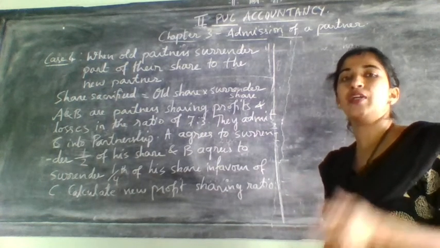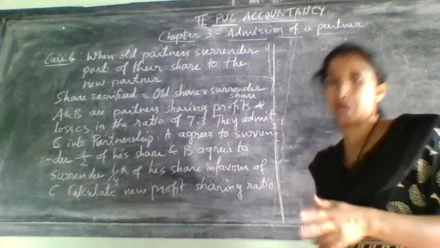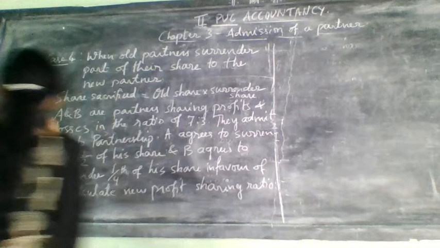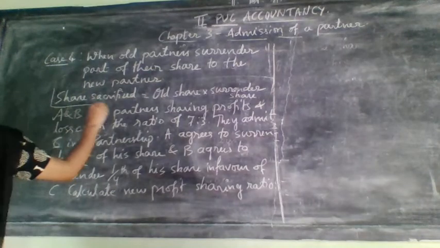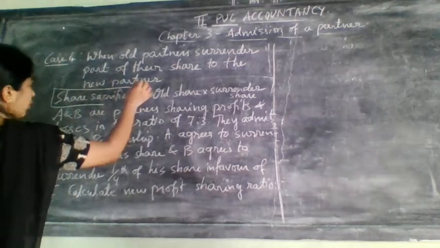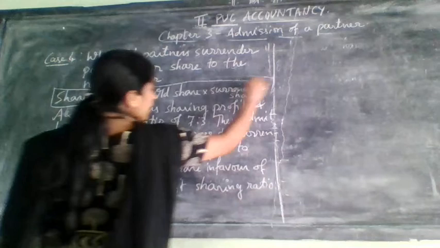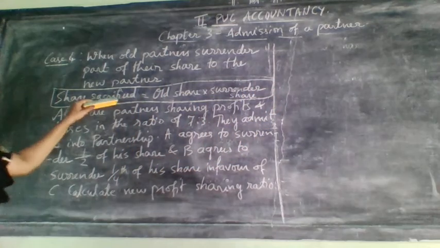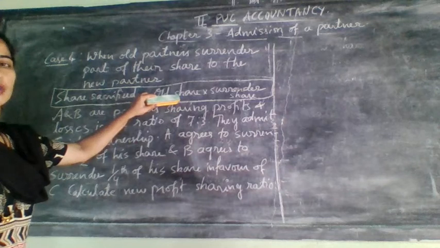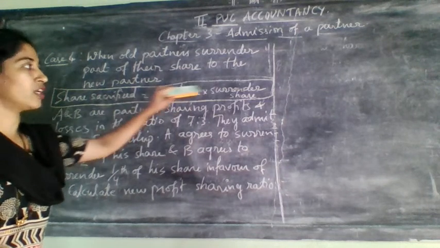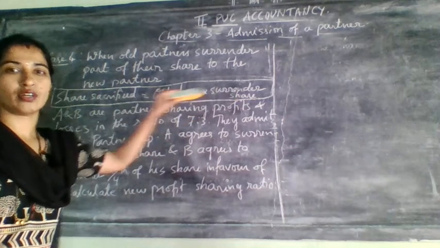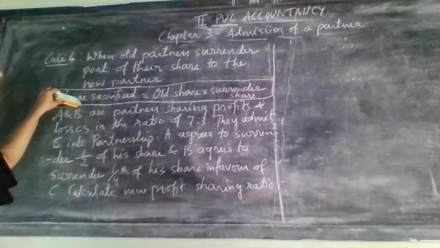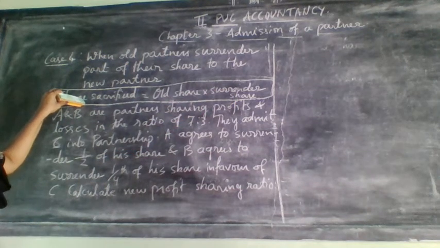At that time you need to follow two steps. The first step is to find out the share sacrificed. They will give only the surrender part, so first you need to find out the sacrifice share. How to find it? You need to follow this formula: old share into surrender share. Then you will get the share sacrificed, or sacrifice share.